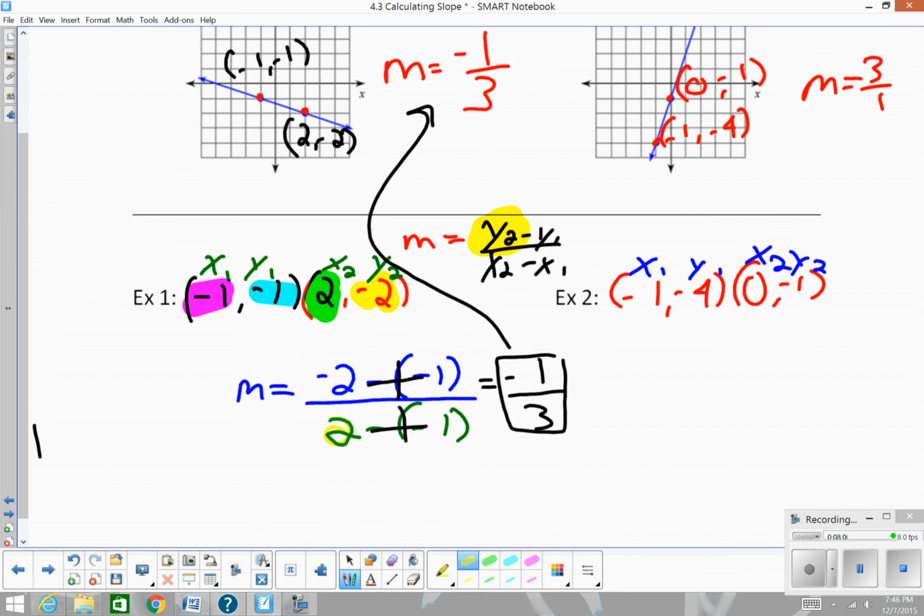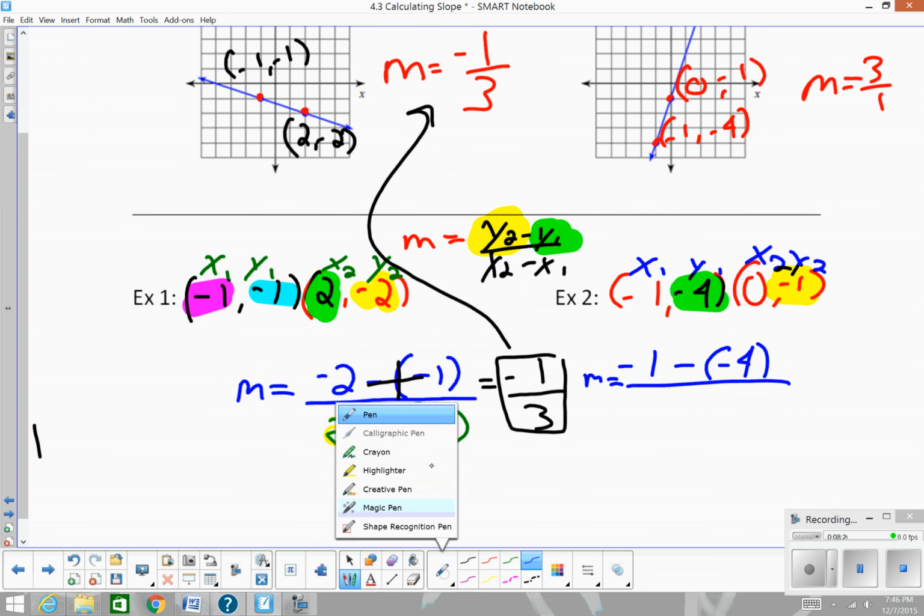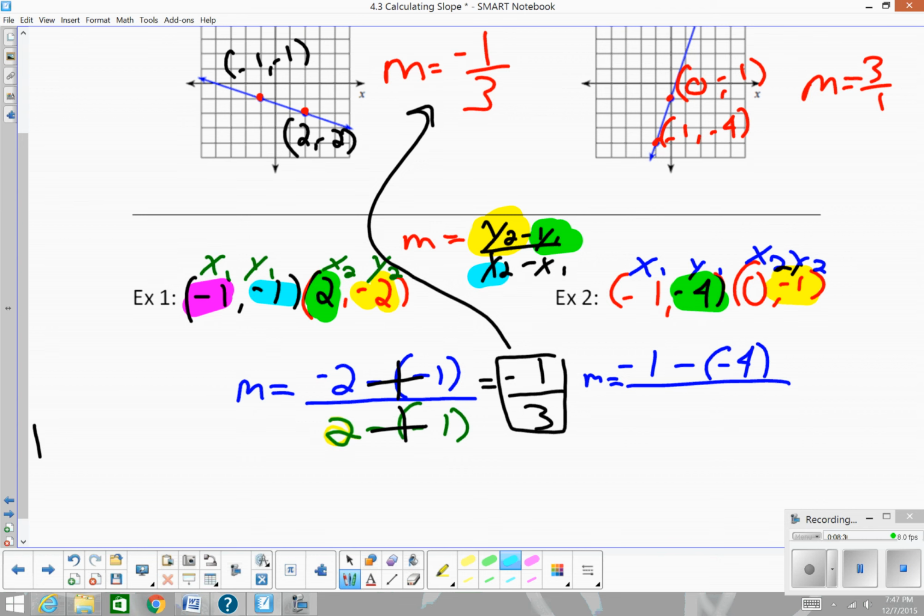Good. So now, my y2 is negative 1 minus my y1, which is negative 4. So in this case, it's going to be negative 1 minus negative 4. Okay? So that's going to be on top. Now, secondly, I have my x2, in this case my x2 is 0, minus my x1, in this case it's negative 1. So I'm going to write 0 minus negative 4.